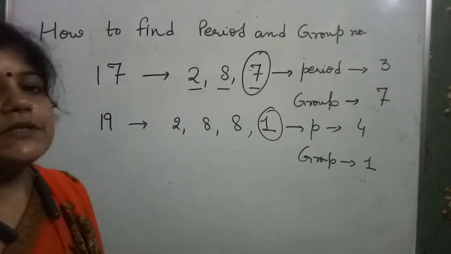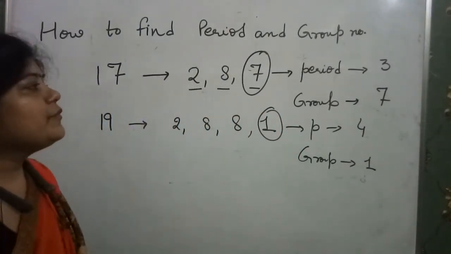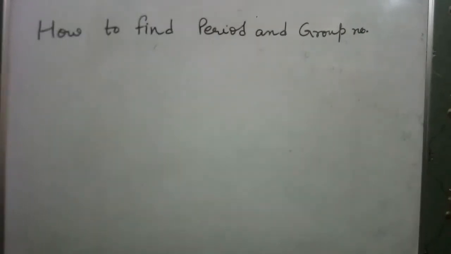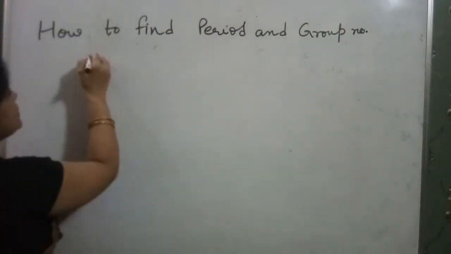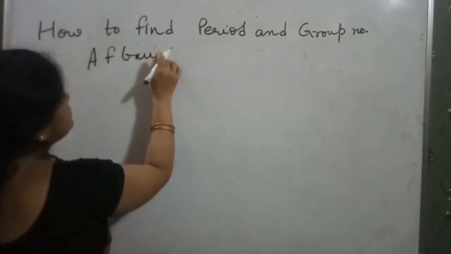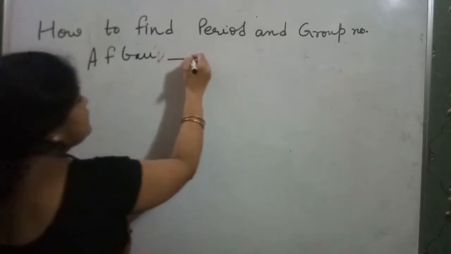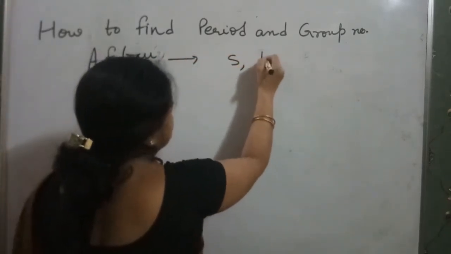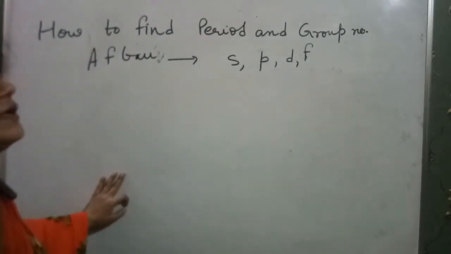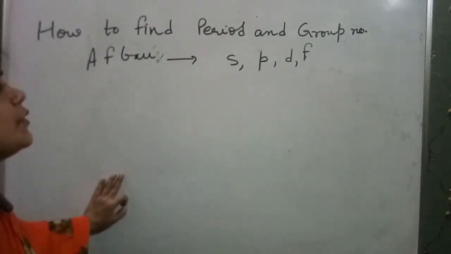I think the concept is clear to you now. And I am going to take another method by which you can find out the period and group of an element. Now, if the configuration is given in the form of s, p, d, f, then how will you find the number of period and number of group?